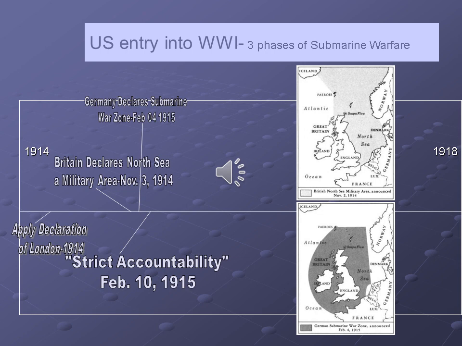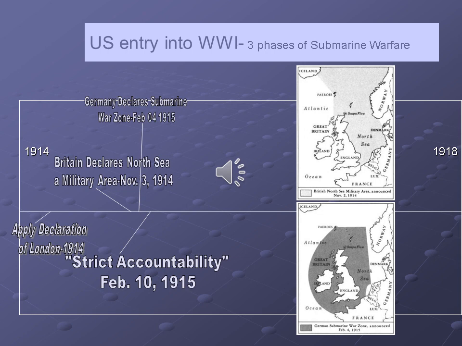Now, if you look at the other map, this is Germany's response. Germany said, well, if they are going to blockade our ports, then we are going to declare the waters around England a military war zone, and we are going to sink anything that goes into those waters with submarines. What's interesting is they both basically say you can't trade with these other nations.